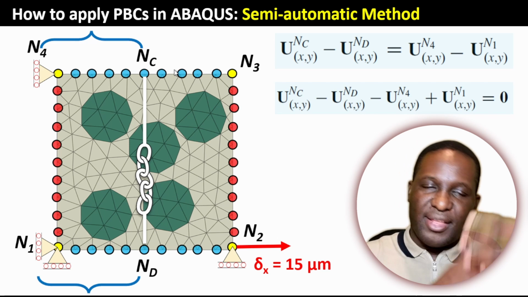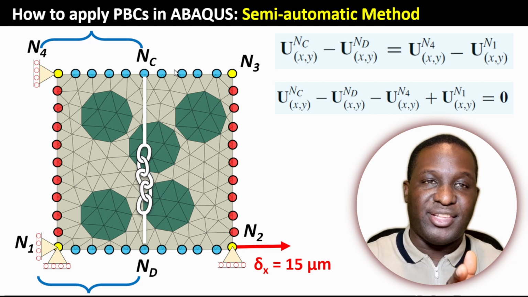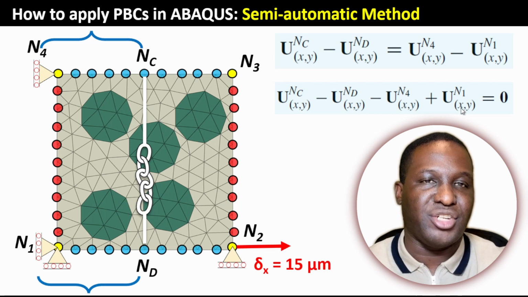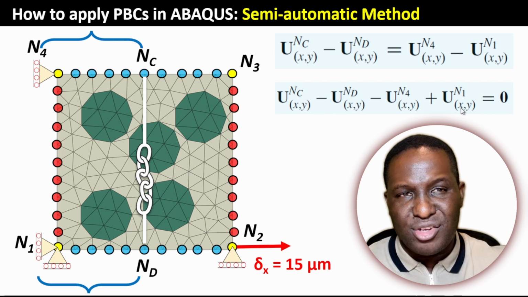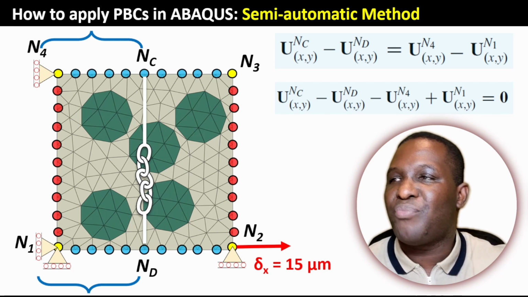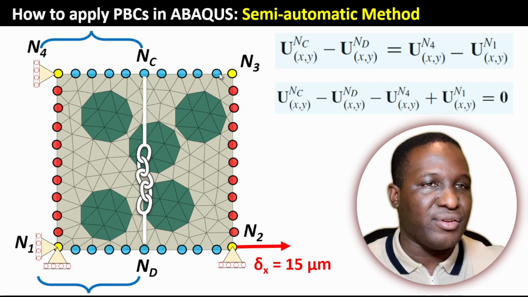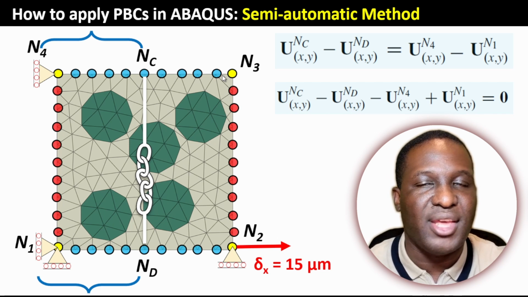Now again there's the kinematic connection between these two. If we rearrange the equation into a canonical form, we have a relationship that looks like this. These two equations are the equations that we need to apply for all these internal nodes, both in the X and the Y direction, for us to have the periodic boundary condition implemented.